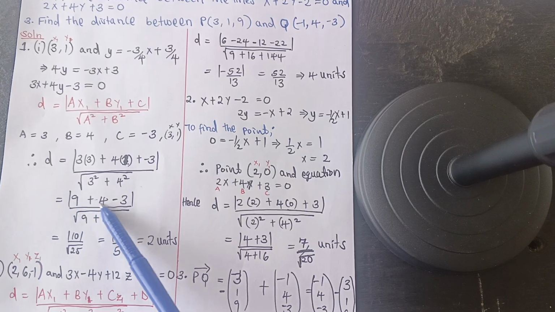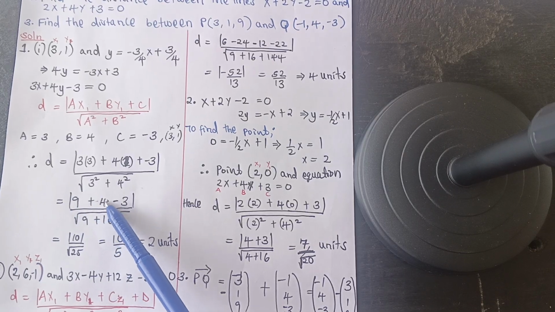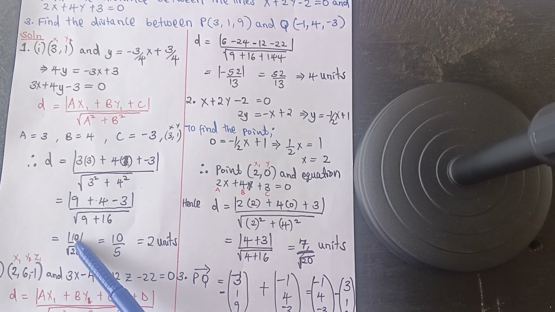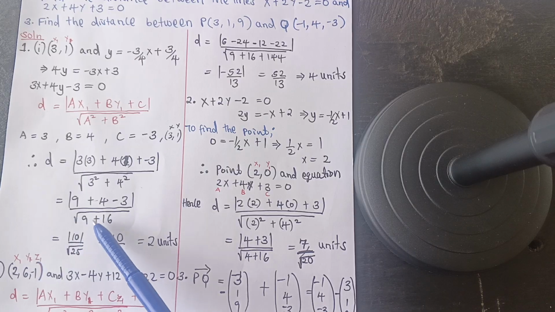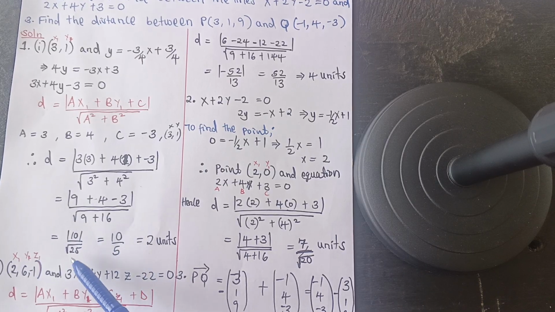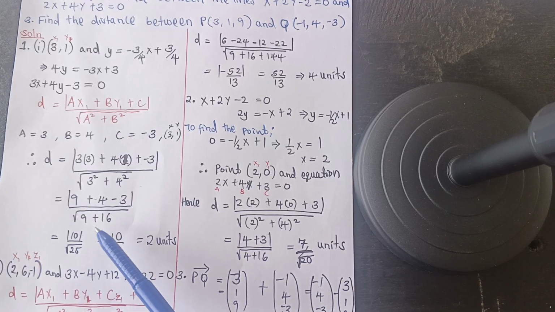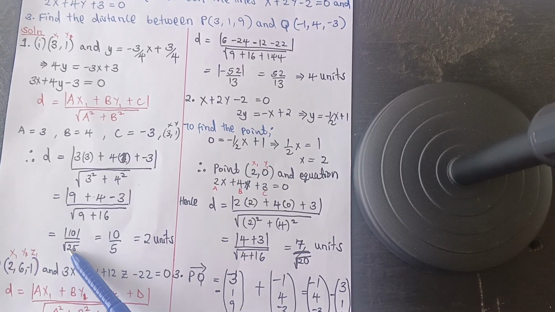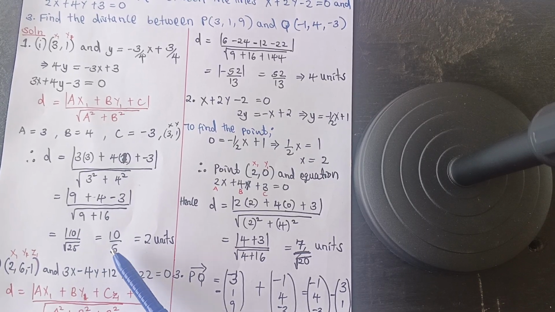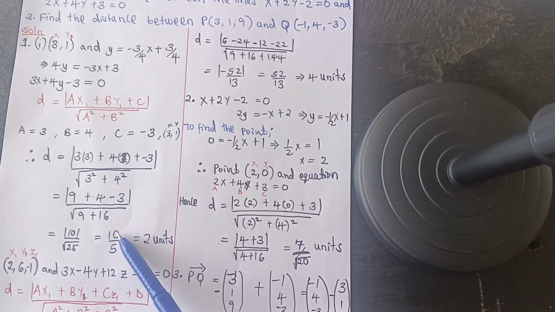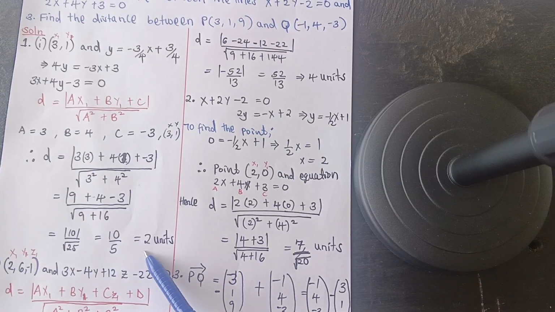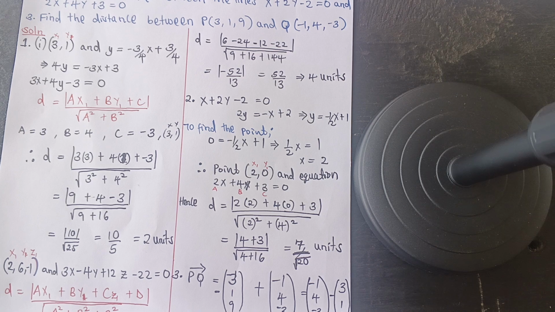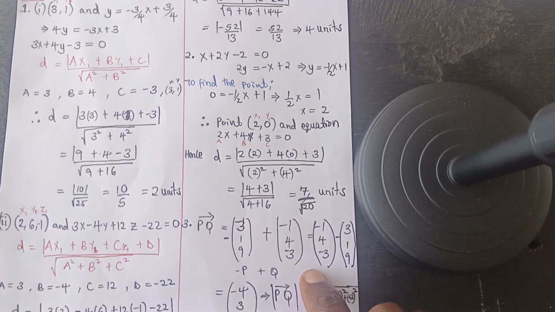If we solve the numerator, it's going to be 9 plus 4, which is 13, subtract 3, which is 10, and in the denominator it's going to be 9 plus 16, which is 25, so it's the square root of 25. The modulus of 10 remains 10, and the square root of 25 is 5. 10 divided by 5 gives you 2 units. And that is the answer for Roman 1, for equation 1.